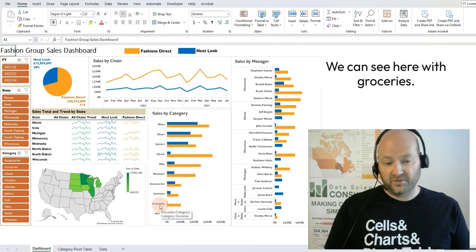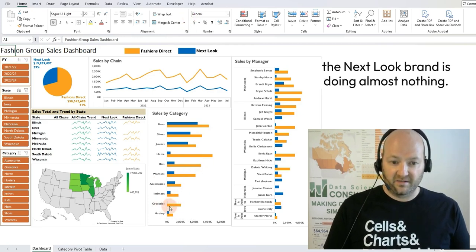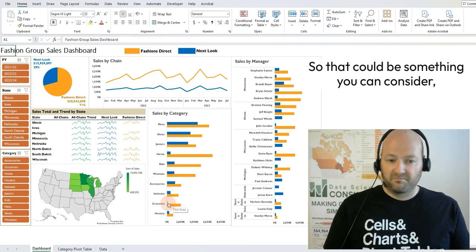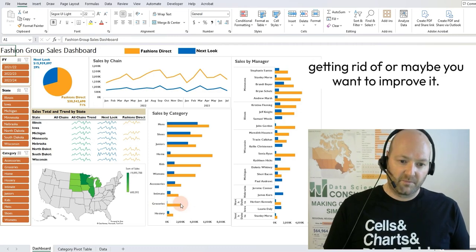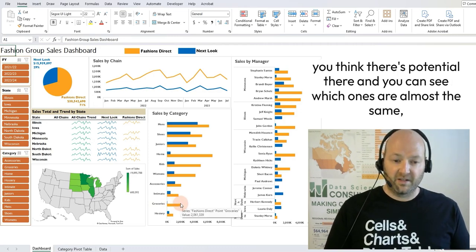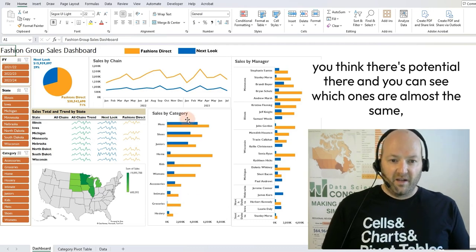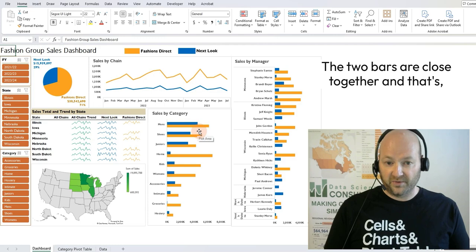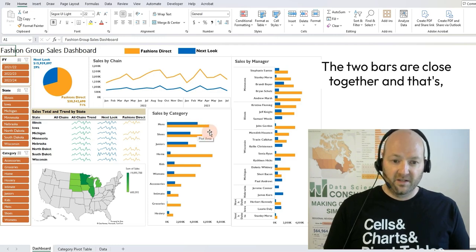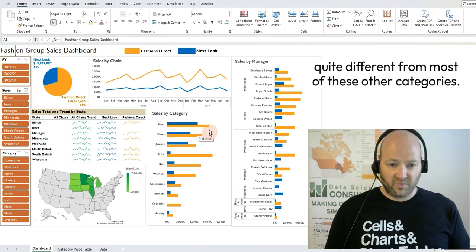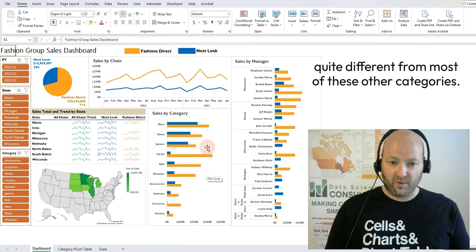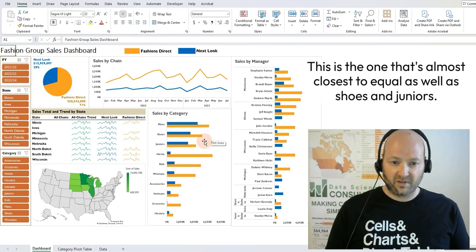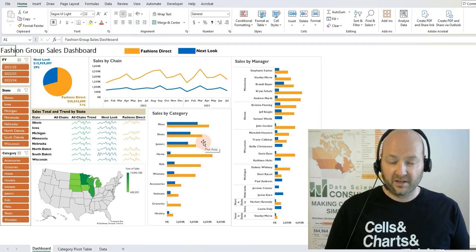We can see here with groceries, the Next Look brand is doing almost nothing. So that could be something you can consider getting rid of, or maybe you want to improve it. You think there's potential there. And you can see which ones are almost the same, like men's here. The two bars are close together, and that's quite different from most of these other categories. This is the one that's almost closest to equal, as also are shoes and juniors.